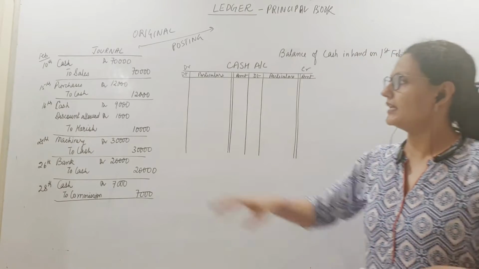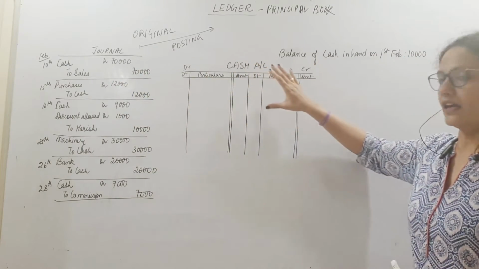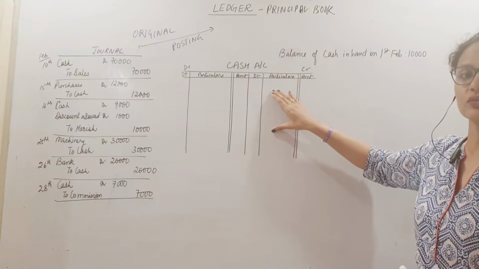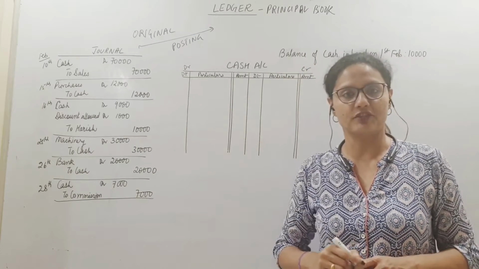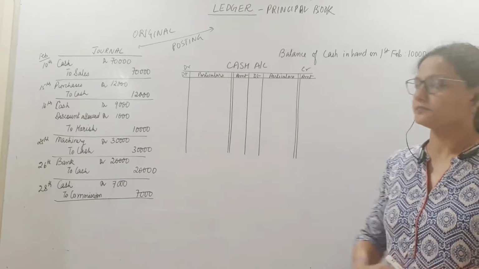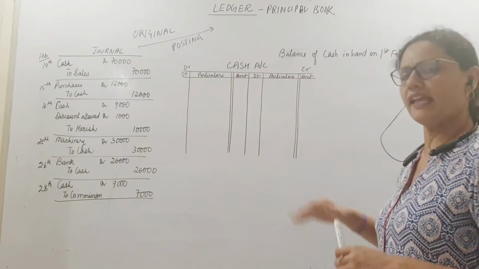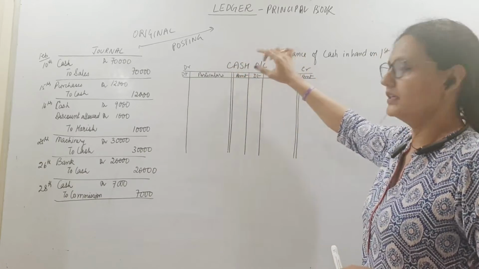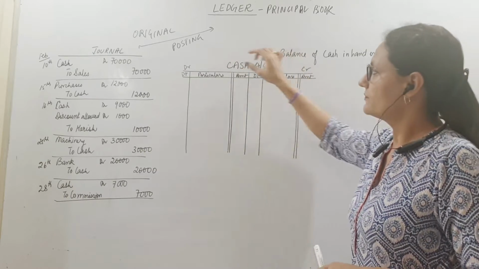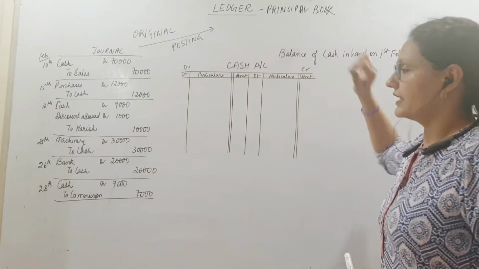Posting meaning we take the entries from the journal and put them in their respective account in the ledger. This is the format of any account that I open. I will name the account here, for example, this is a cash account.